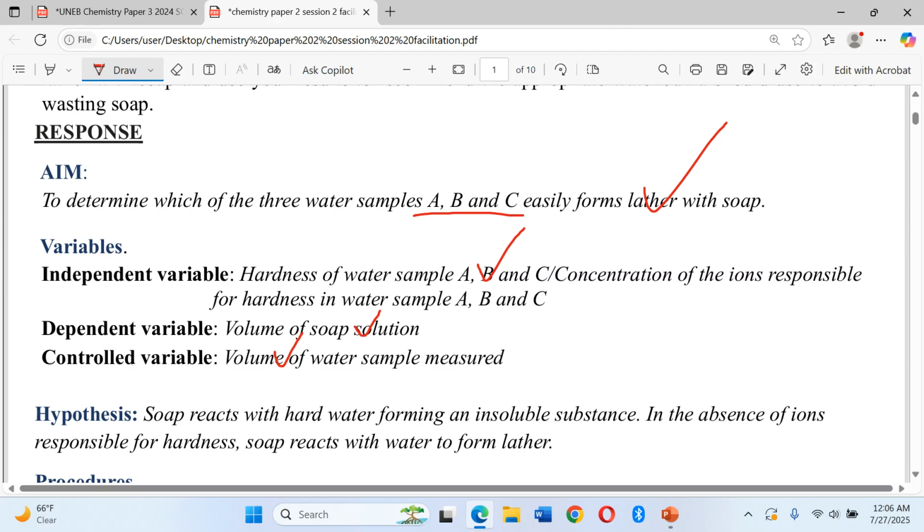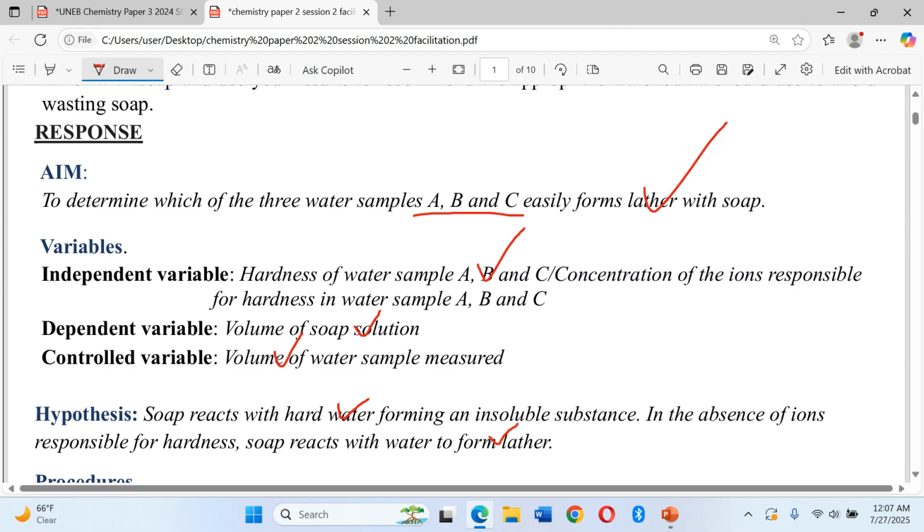Then we have hypothesis. Hypothesis, what do we predict? So I think that soap reacts with hard water, forming an insoluble substance. With hard water, that is number 1. But now you recall, you don't know which one is between A, B, C. So the one which is hard, it will form an insoluble substance. Then in absence of ions responsible for hardness, in simple terms, in soft water, it reacts with water to form lather easily. I think that is very clear.